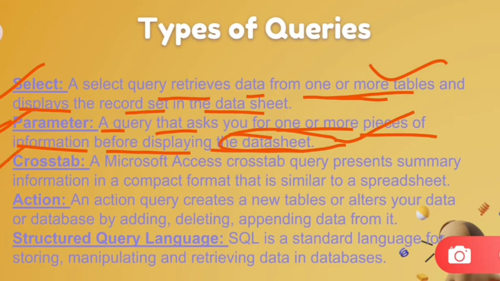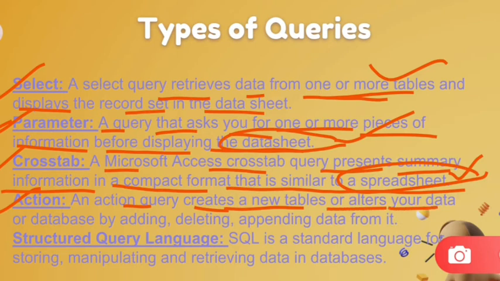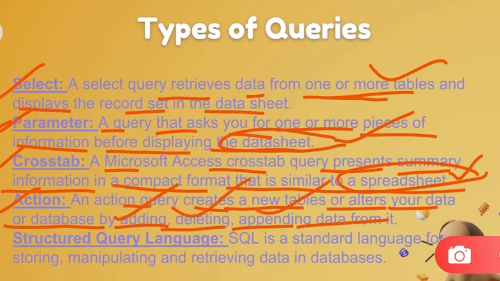Cross tab. A Microsoft Access cross tab query presents summary information in a compact format that is similar to a spreadsheet, meaning it displays the information in the form of a spreadsheet. An action query creates a new table or alters your data or database by adding, deleting, or appending data. With that you can perform addition, deletion, or appending in your existing data.